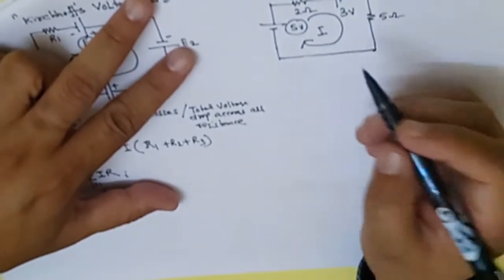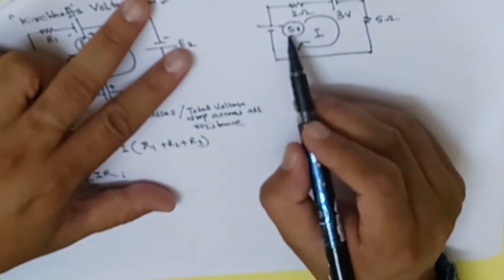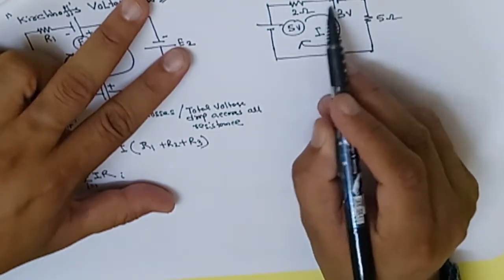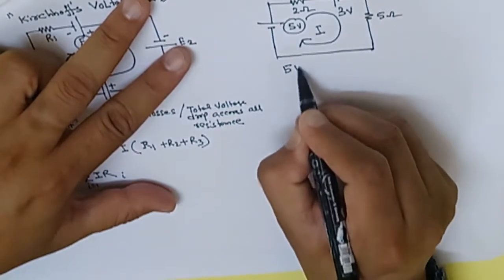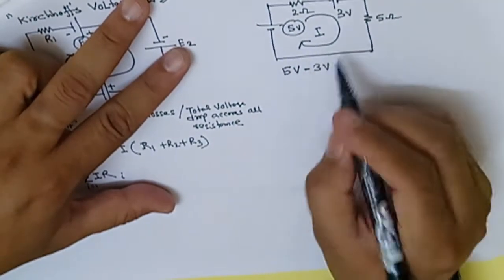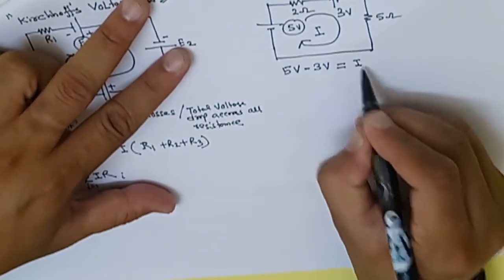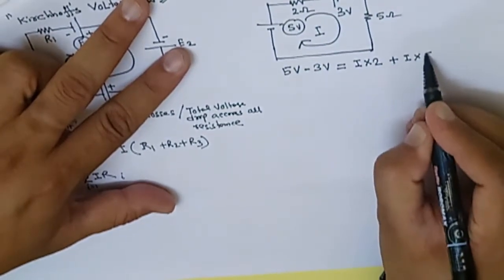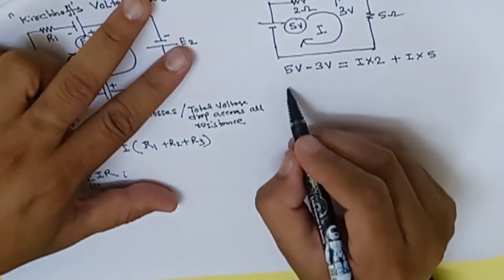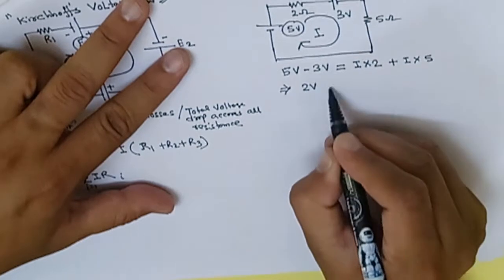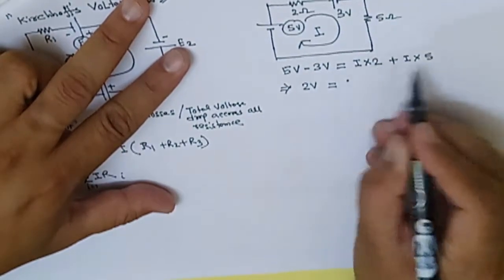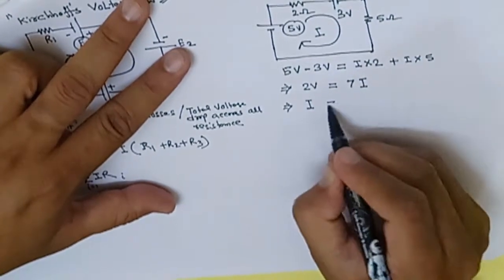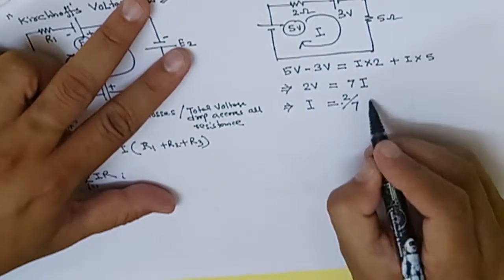This is I. So now, if you check this 5 volt, from plus to minus the current is coming, but for the 3 volt, the current is entering the plus. So that's why the total EMF will be 5 volt minus 3 volt. That is equal to I into 2 ohm resistance, plus I into 5 ohm resistance. So what will be our answer? The answer is 2 volt, and here 5 plus 2, 7 into I. So from this we calculate I equal to 2 divided by 7 ampere.